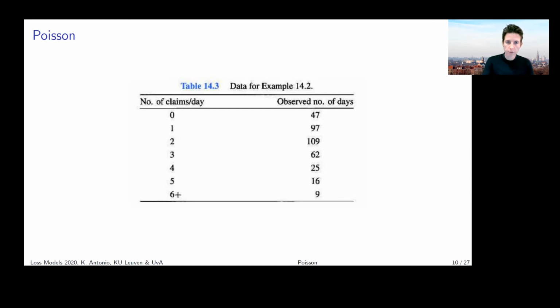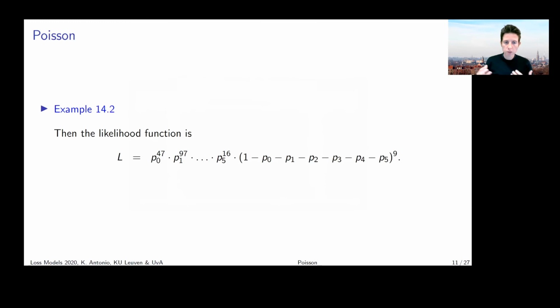So if you write down the likelihood, you'll get something like this. You see 0 claims 47 times in your sample. You see an outcome of 1 claim 97 times in your sample, and so on. And then this final entry is the probability to observe 6 claims or more, and that's something you see 9 times in your sample. So the full likelihood should be written like this, to be precise.